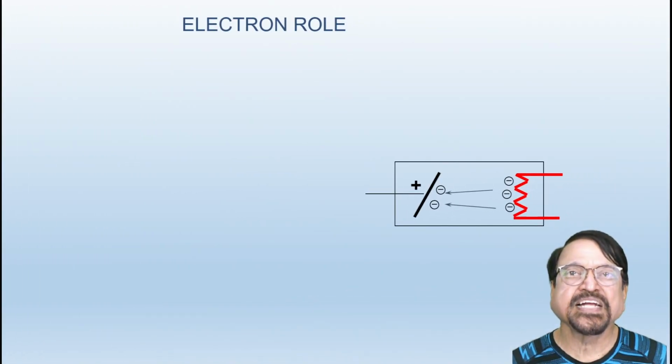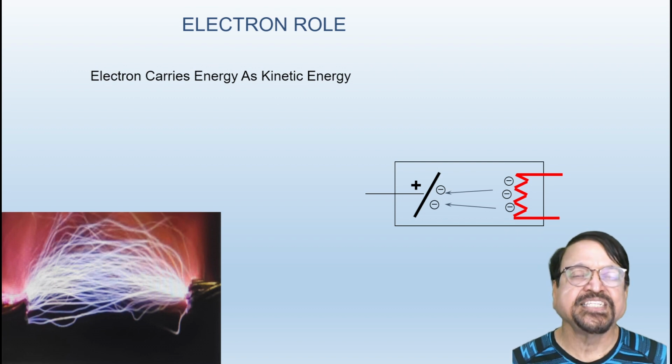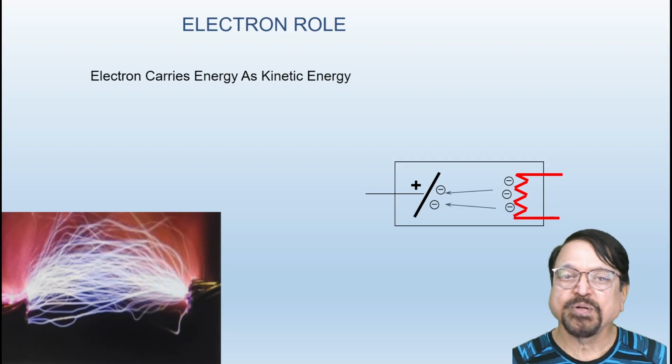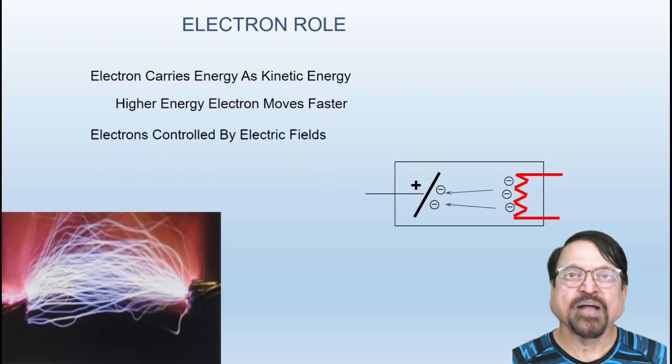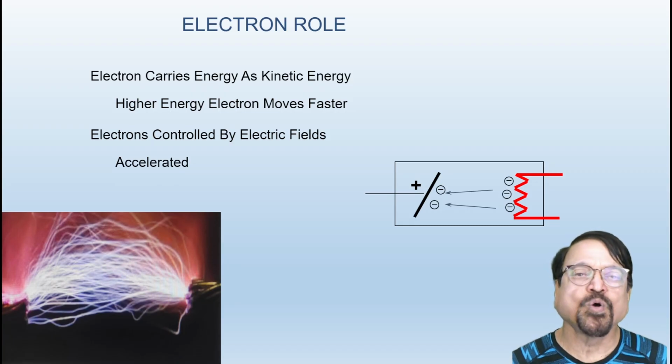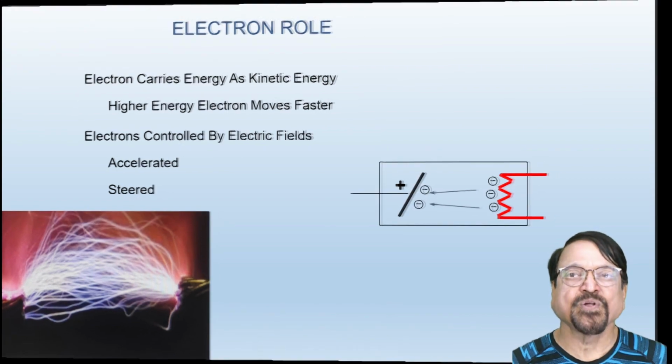Now what is the role of the electron? This is a tube design. The electron carries high energy as kinetic energy. One part is their own energy, plus they are accelerated because of the potential difference between anode and cathode. So they are at a high energy level, and because of that they have more speed. These electrons are controlled by the electric field, which means the more potential difference you apply, the more acceleration and the higher-level X-rays or photons.